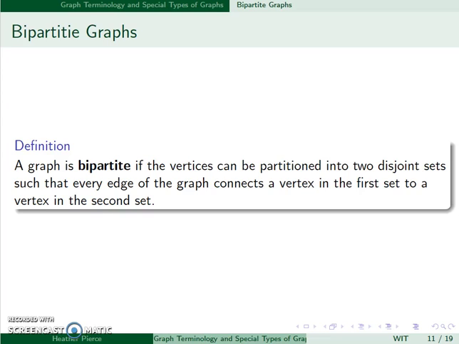So next we'll look at bipartite graphs. We say a graph is bipartite if the vertices can be partitioned into two disjoint sets, where every edge of the graph connects a vertex in the first set to a vertex in the second set.